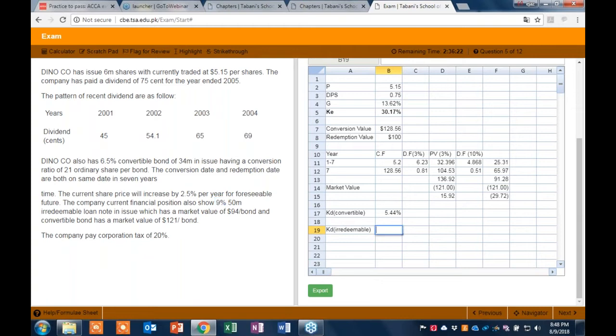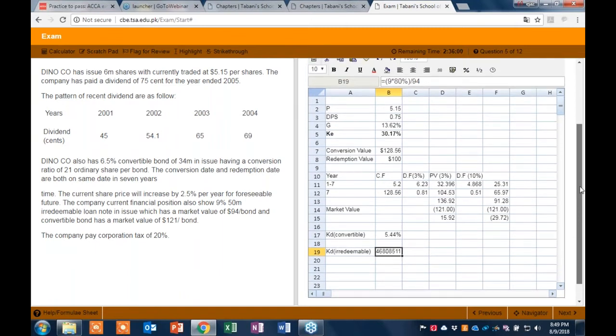9% means $9. So 9 into 80%, that is after tax. And then we have to divide this figure by the market price per loan note. The market price per loan note is $94. So the cost is 7.66%. Is it clear?